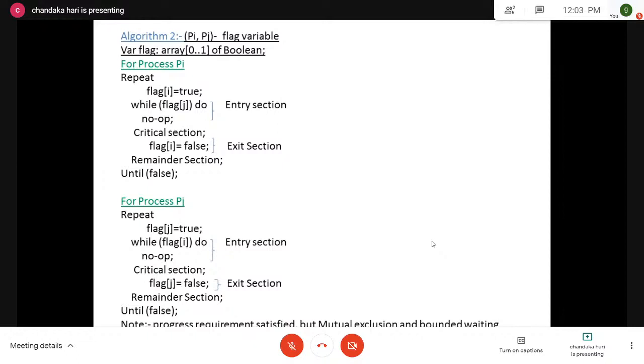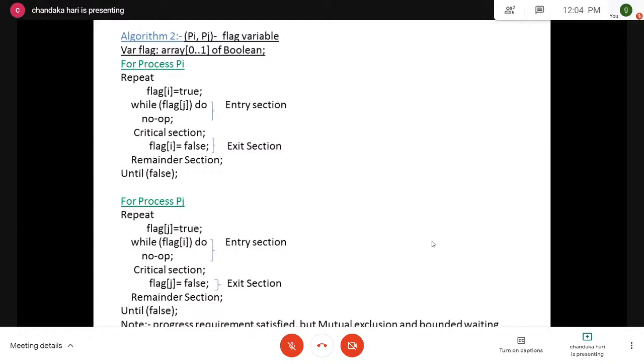Now let us see. If Pj wants to enter into the critical section, first of all, flag j must be true. And before entering into the critical section, it checks whether flag i is already set before. In case it is set before, we need to give first priority to process Pi. This is the entry section. And in case flag i is not true, then it enters the critical section. And after that, flag j becomes false. That is the exit section.